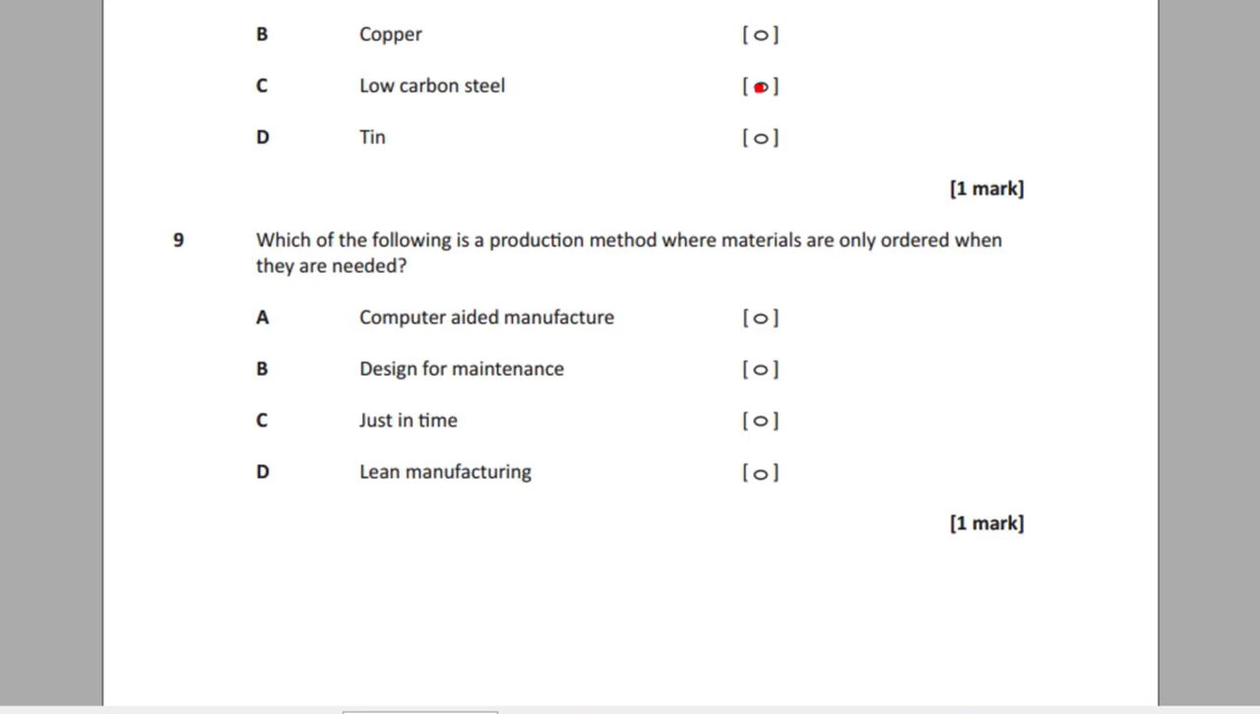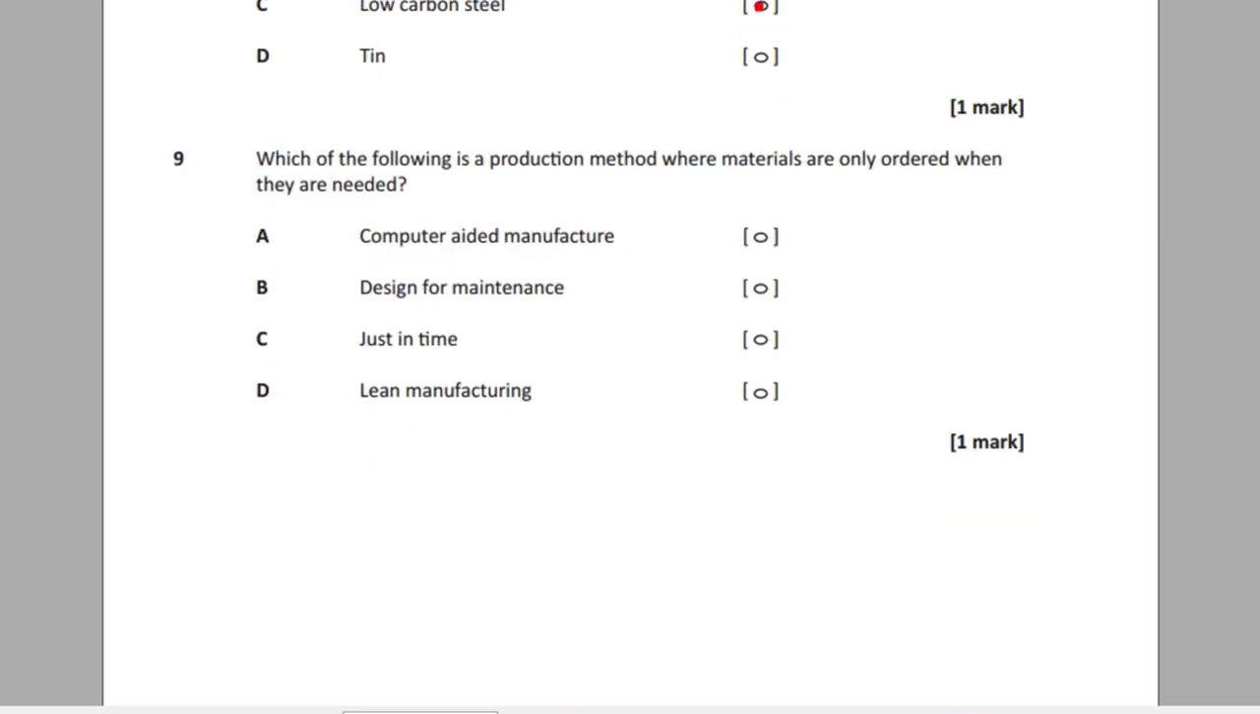Okay, now let's go to the next one. Which of the following is a production method where materials are only ordered when they are needed? Right, so computer-aided manufacturing refers to the making of products using computers to help. That could be a laser cutter, it could be a robot arm controlled by computers to make, I don't know, chairs or car body parts. It could also be a 3D printer to make products, even a 3D printer which prints houses.